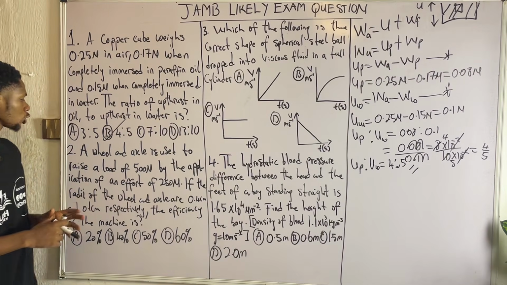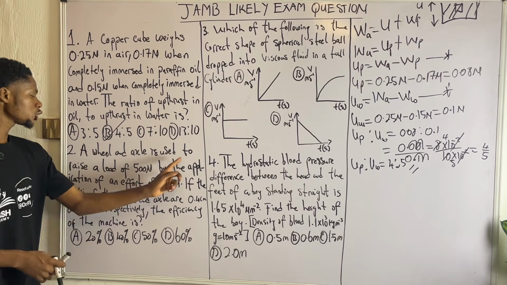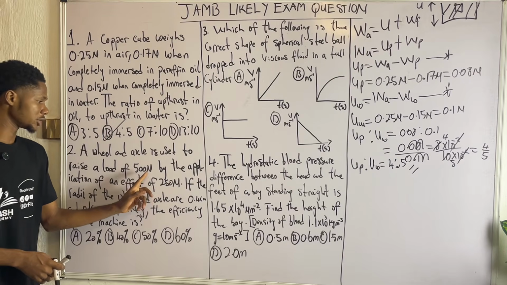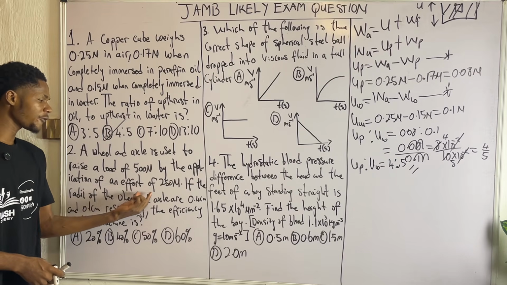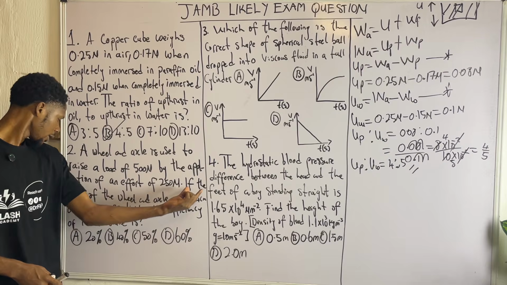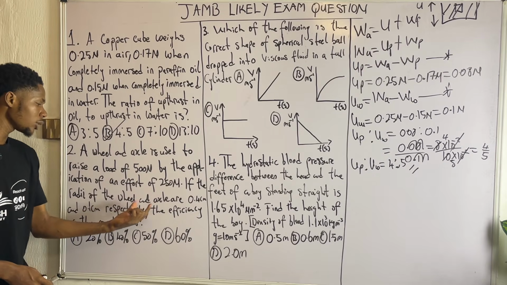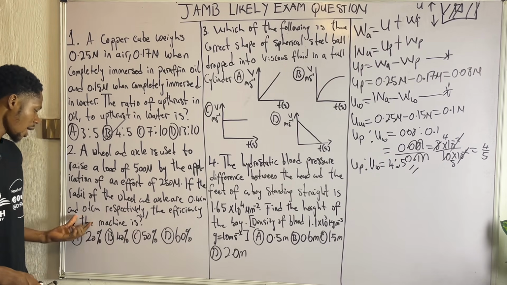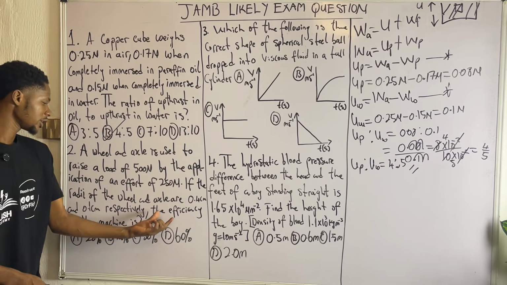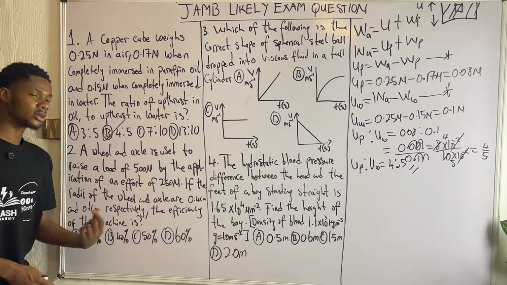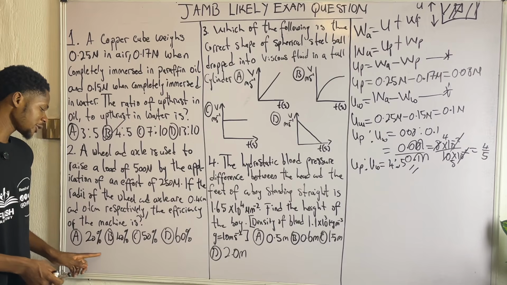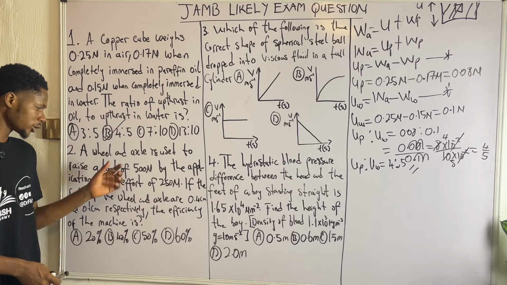Okay, now question 2 reads: a wheel and axle is used to raise a load of 500 newtons by the application of an effort of 250 newtons. Okay, now if the radii of the wheel and axle are 0.4 centimeter and 0.1 centimeter respectively, the efficiency of the machine is 20%, 40%, 50%, 60%. Okay, what is the answer to this question?